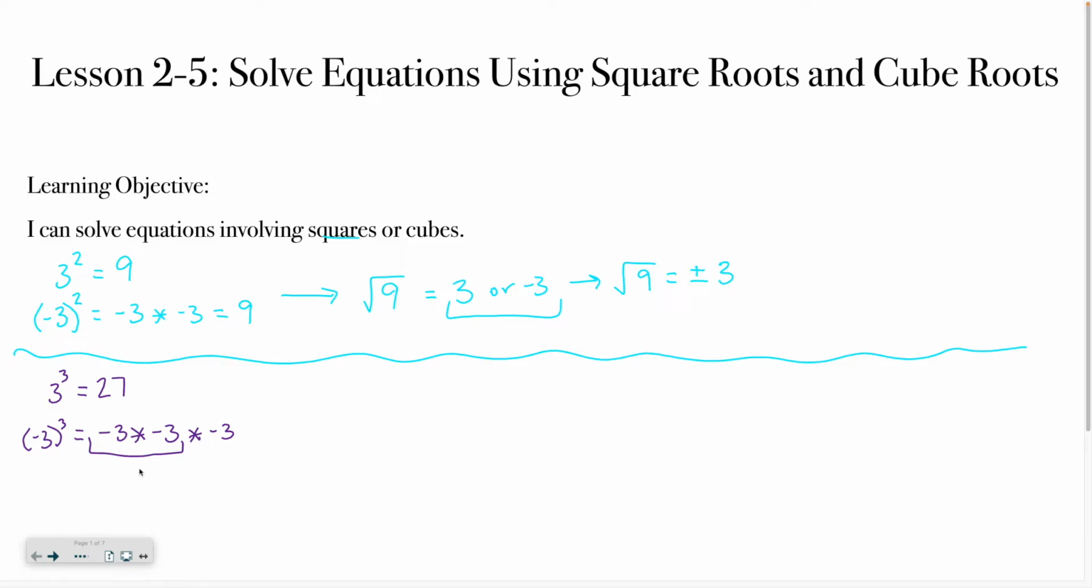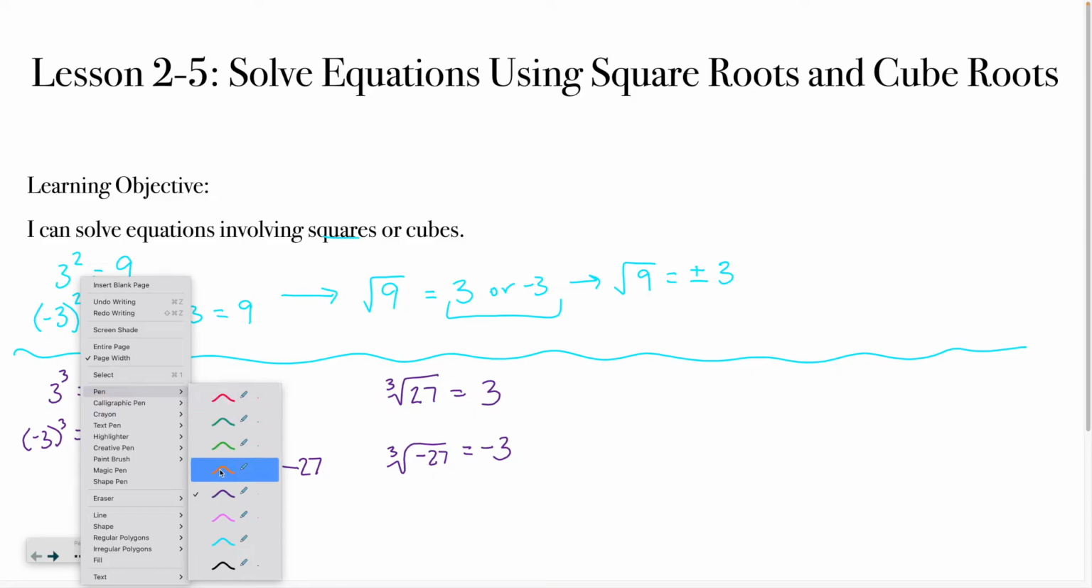A negative 3 times negative 3 we already established is a positive 9. So I have a positive 9 times a negative 3. Positive times a negative is negative. And 9 times 3 is 27. So a negative 3 to the third power is a negative 27. So notice that when you're dealing with cubes, it's possible to get a negative answer. Okay, and that means that if I were to ask for the cube root of 27, you would say 3. If I were to ask the cube root of a negative 27, you would say negative 3.